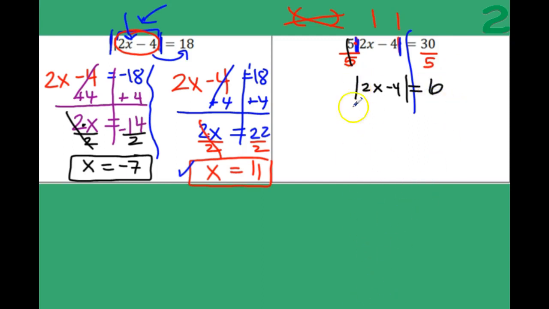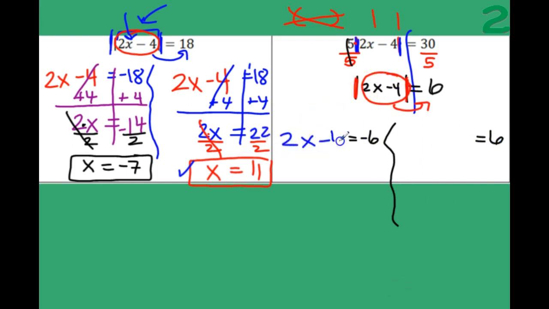Now that I have the absolute value here all by itself, whatever is in here could be equal to a negative or a positive 6 because it would come out clean, right? So this is when I'm going to write my two equations. One equal to negative 6 and one equal to positive 6. So I have 2x minus 4 equals negative 6 and 2x minus 4 equals positive 6.